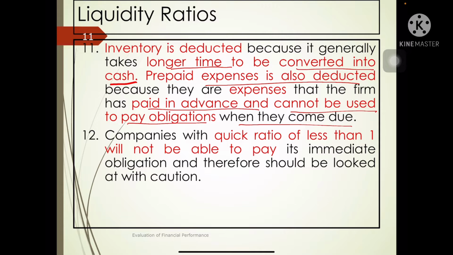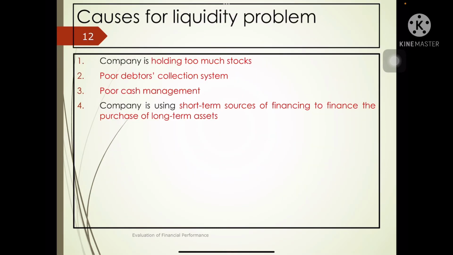Companies with a quick ratio of less than 1 will not be able to pay their immediate obligations, and therefore should be looked at with caution. It means that if our current asset minus inventory minus prepayment divided by current liability gives 1:1, that is fine. If we get less than 1, it's quite difficult for them to convert into cash.